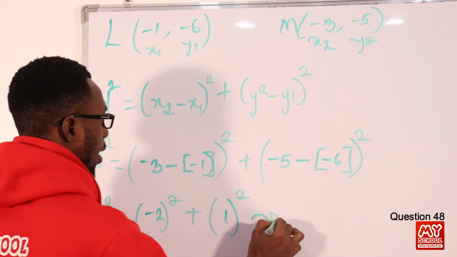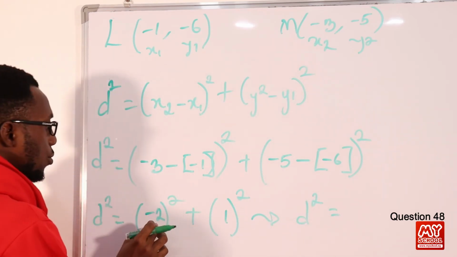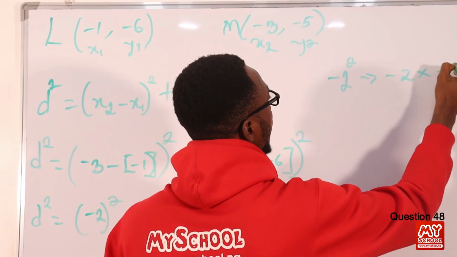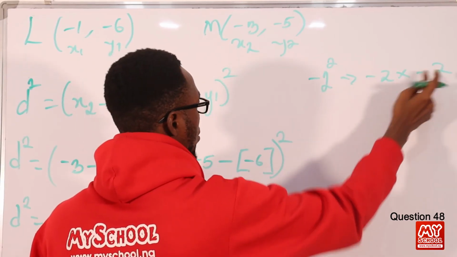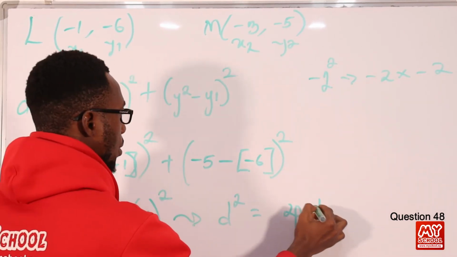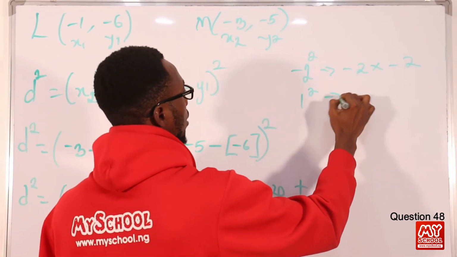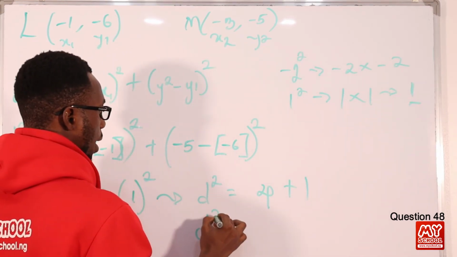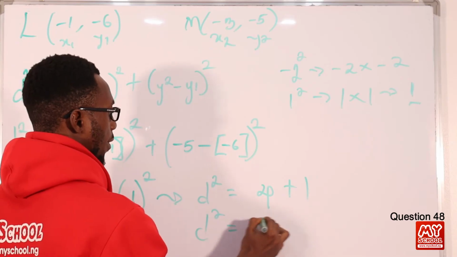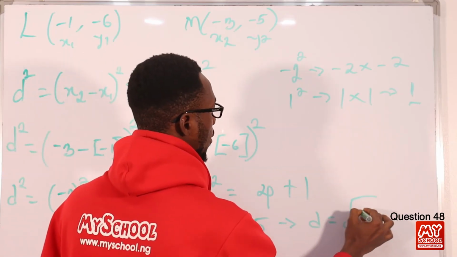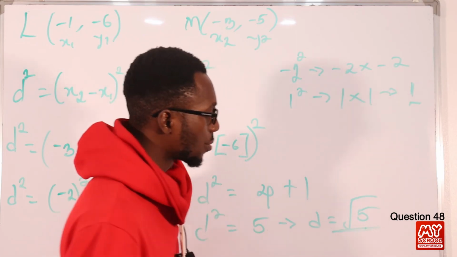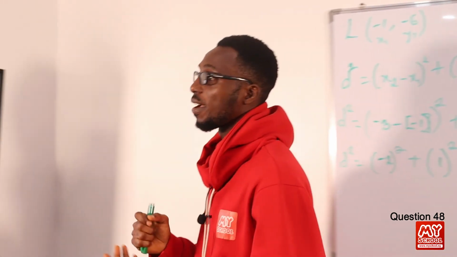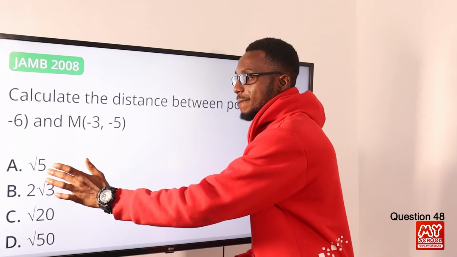So d square equals minus 2 raised to power 2, that is minus 2 times minus 2, which is plus 4, plus 1 raised to power 2, that is 1 times 1, which is still 1. So d square equals 4 plus 1, that is 5. So d equals square root of 5. Let's go back to the screen: the square root of 5, or root 5, is option A.